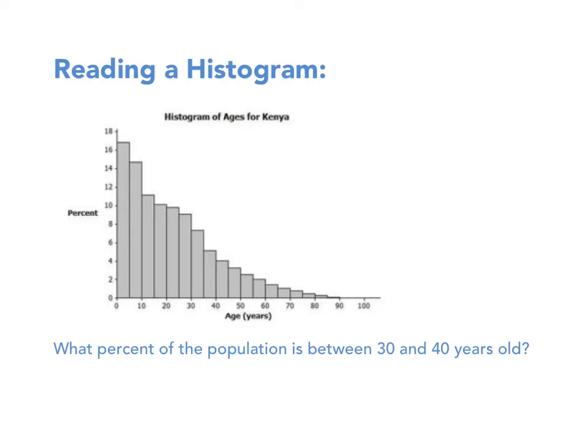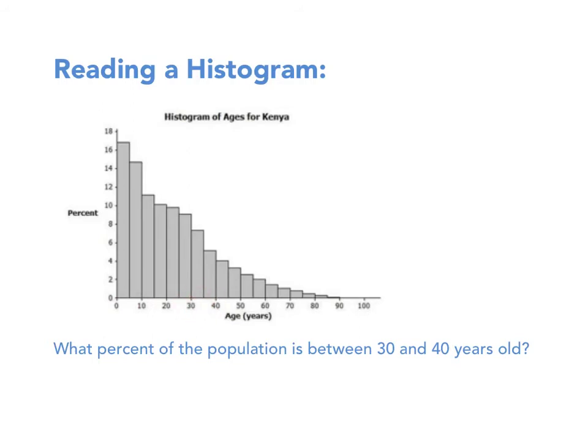We see that this histogram is about ages for the country of Kenya. And we're being asked what percent of the population is between 30 and 40 years old. And I see that we have percent on the side, so these bars measure up to a percent, and we have the age on the bottom. And like I said, histograms have a range. So this range right here would be 0 to 5. This is 0 to 10. This range right here is what we're going to look at for 30 to 40.